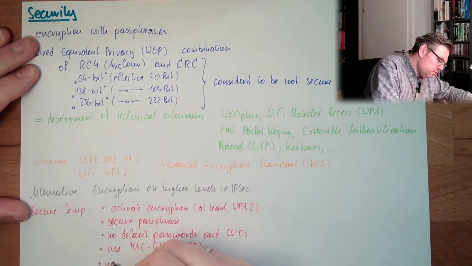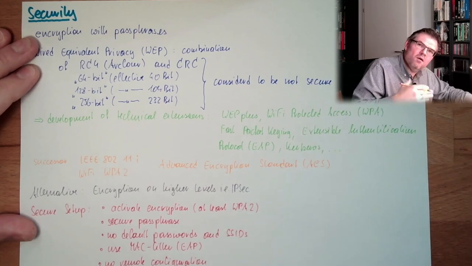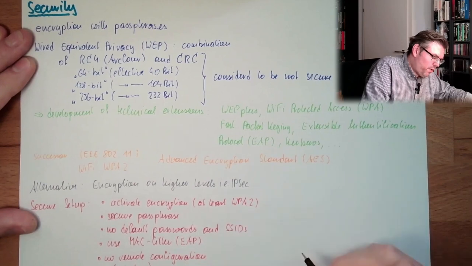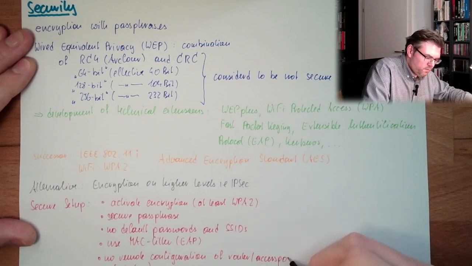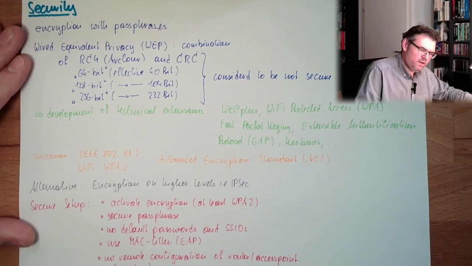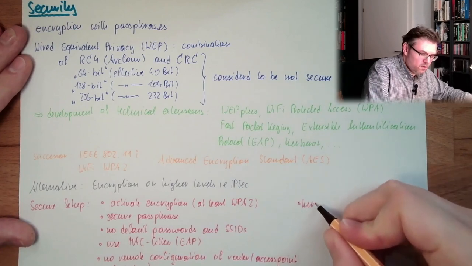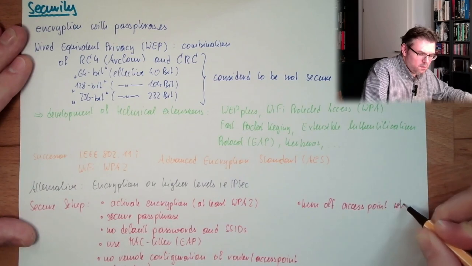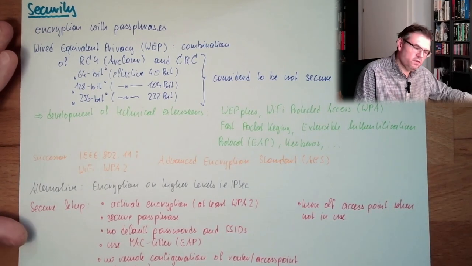No remote configuration by Wi-Fi. No remote means now by wireless. No remote wireless configuration of router access point. Turn this functionality off. It's more secure. Easy. Turn off access point when not in use. Time management. During night, when nobody uses the access point, turn it off.